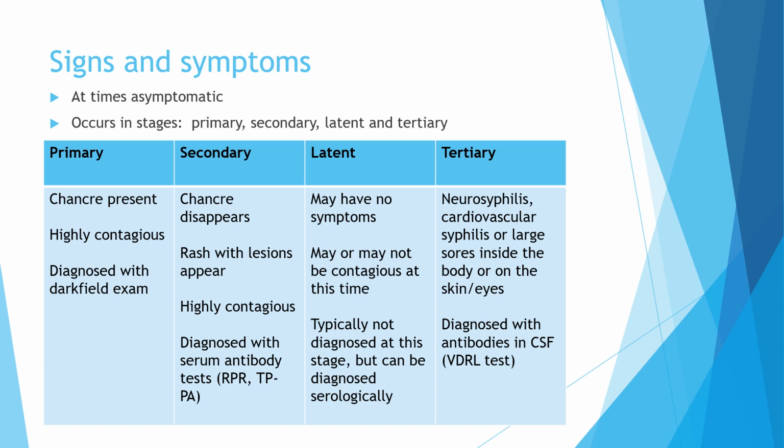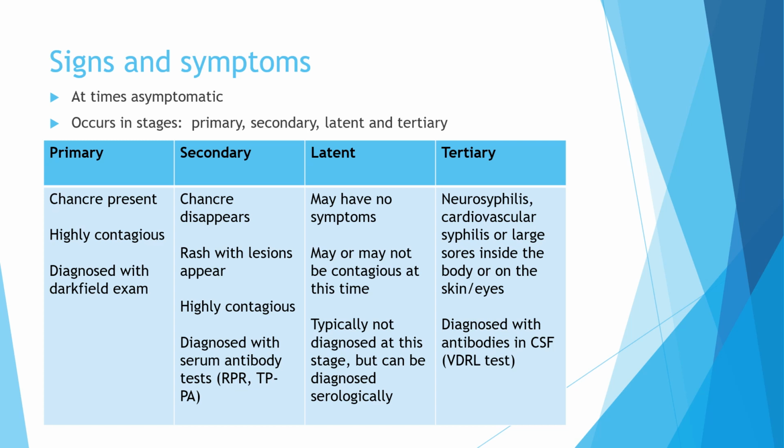In the primary stage of syphilis, this usually lasts 1 to 5 weeks. Here there's a chancre present, and usually it's contagious about 10 to 60 days after contact with an infected person. The organism here will penetrate the skin, and you can see spirochetes in the sores and the blood. We usually use what's known as a dark field exam to see the spirochetes in the chancre.